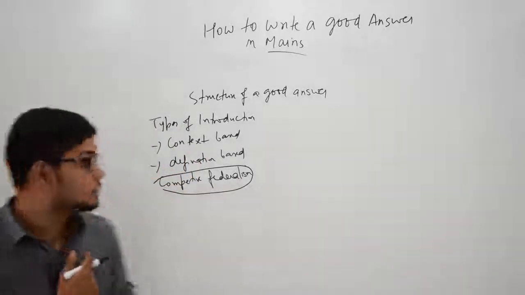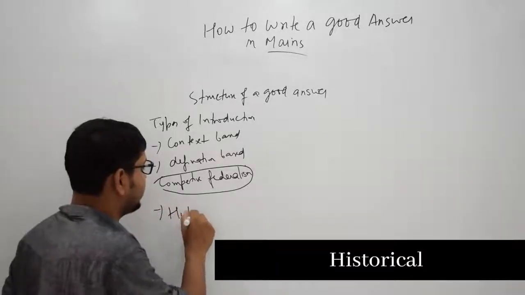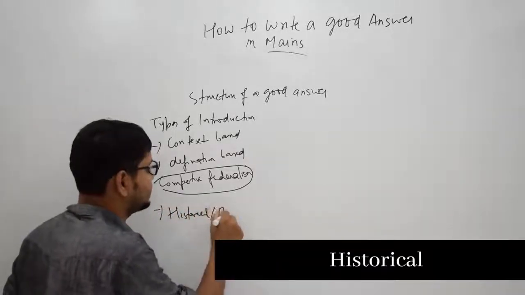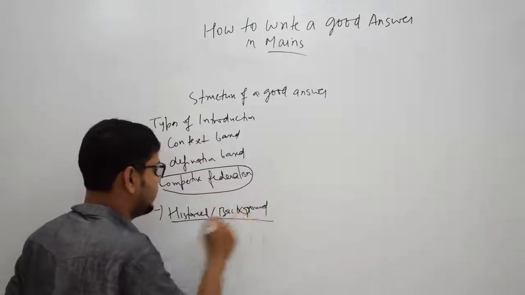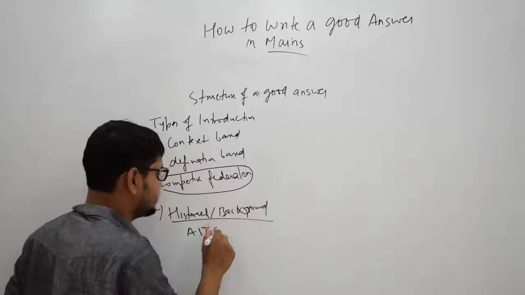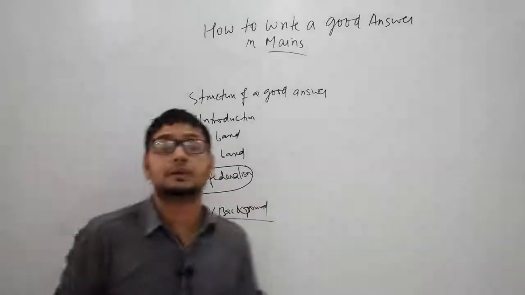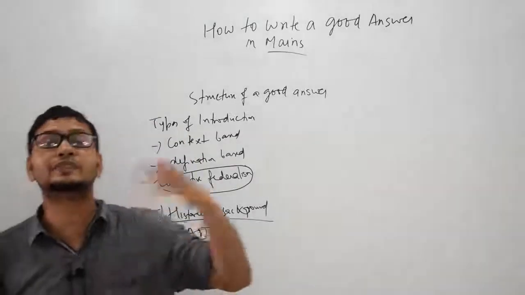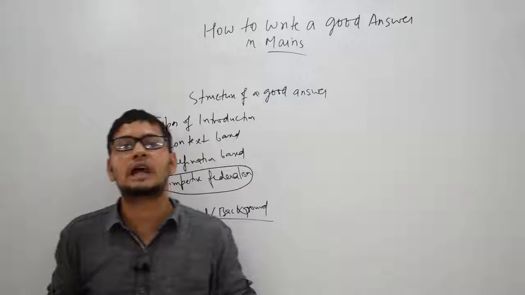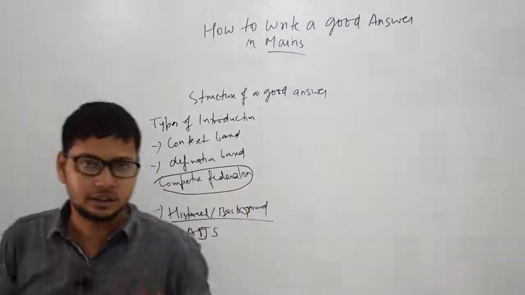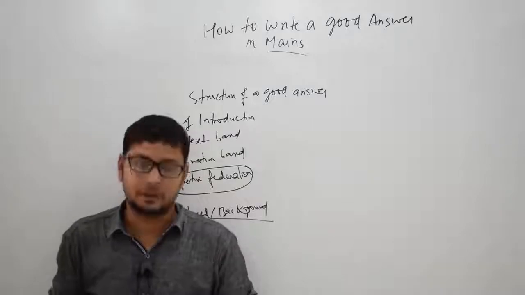The third way to write an introduction is historical background, or what you call background based. So if there is a question on All India Judicial Services, you can start by mentioning the background that it was first recommended by the Law Commission in the 1950s, and after that a number of commissions have recommended this. So you can start with giving the background or the history of the topic.